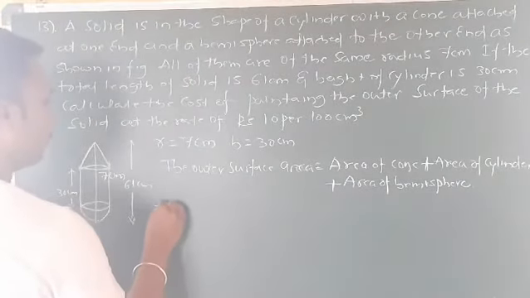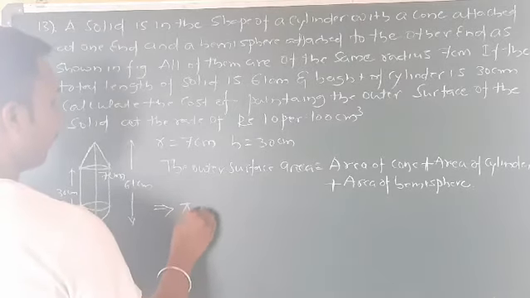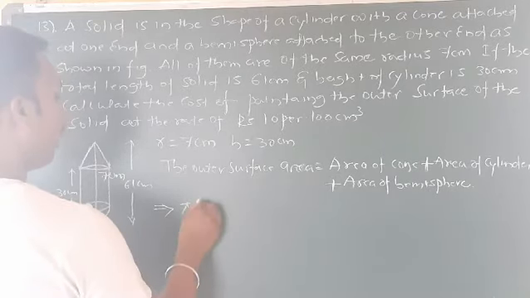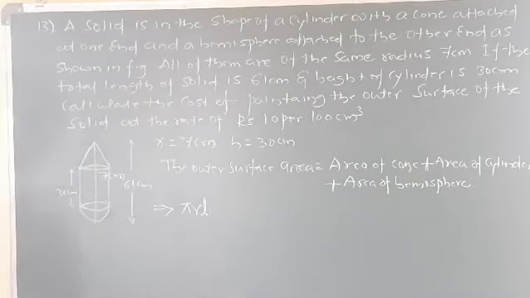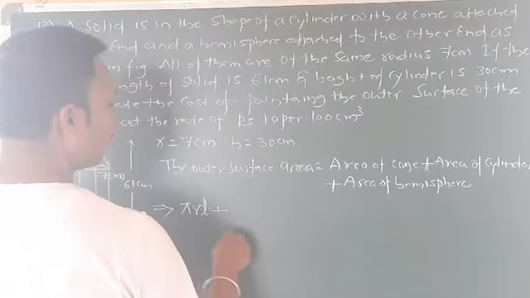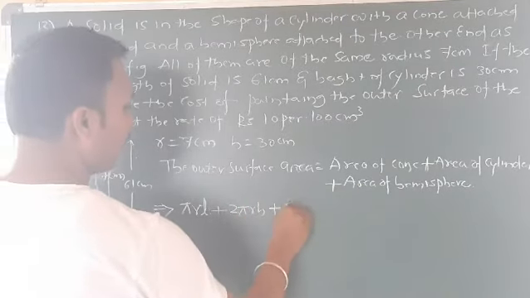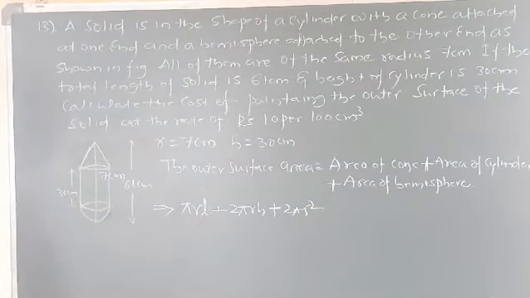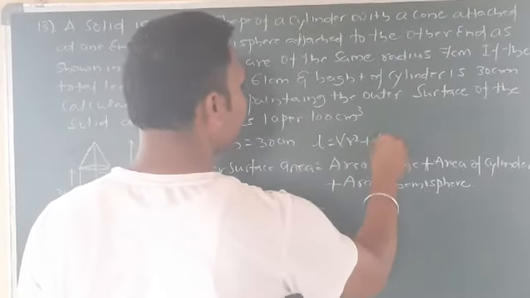Now one by one we'll go. So area of cone, the formula is pi r l. Let me check, okay, it is correct. Plus area of cylinder 2 pi r h, and area of hemisphere 2 pi r square. Here we have l, so we need to calculate l. We can calculate l is equal to square root of r square plus h square.